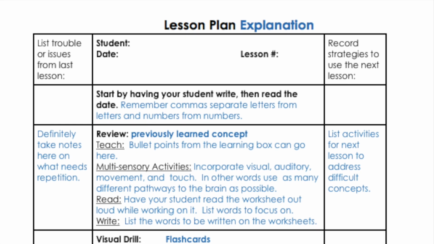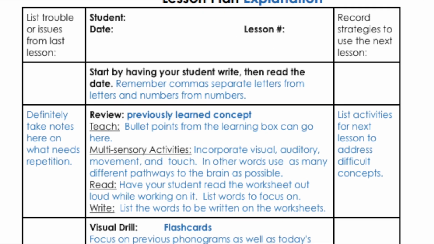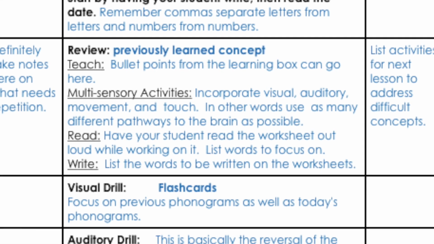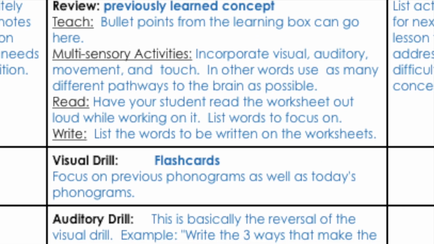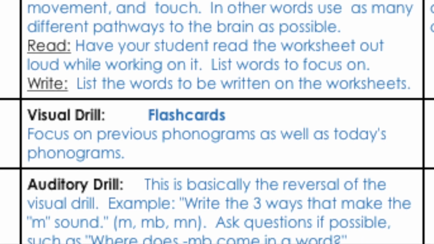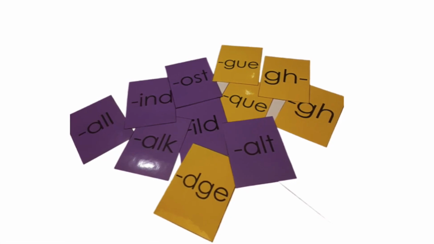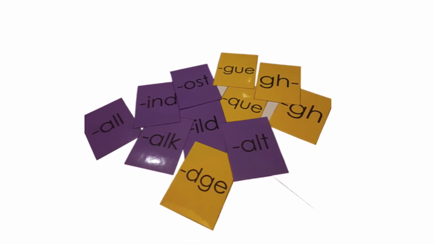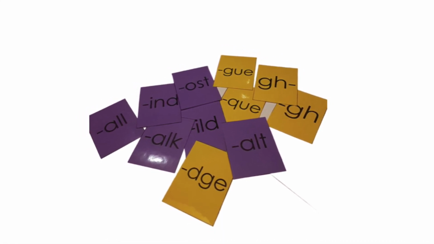The visual drill will often involve the flashcards you created to help provide a visual pathway to the brain. But if you let your child handle them, they can also be used for the kinesthetic pathway, which is movement and sensation. One thing to note, if you see a dash on the flashcards, be sure your reader understands that's where the other letters of the words will be.